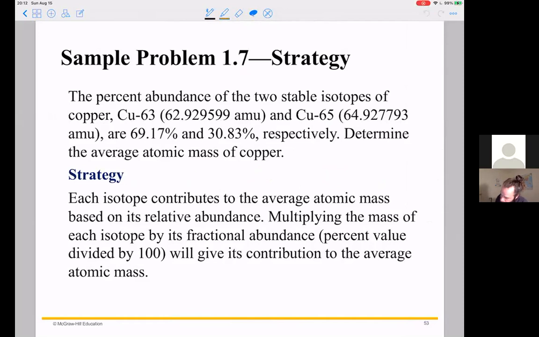Okay, now our first isotope is going to be copper 63, which has an atomic mass of 62.929599 AMU and a percent abundance of 69.17%. And our other isotope will be copper 65, which has an atomic mass of 64.927793 AMU and an abundance of 30.83%.